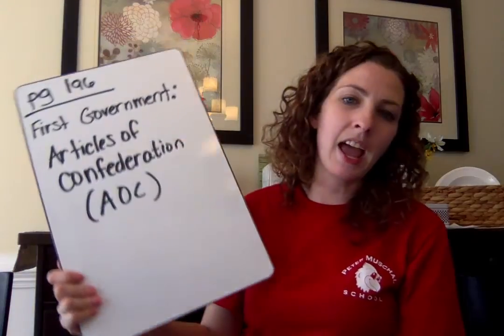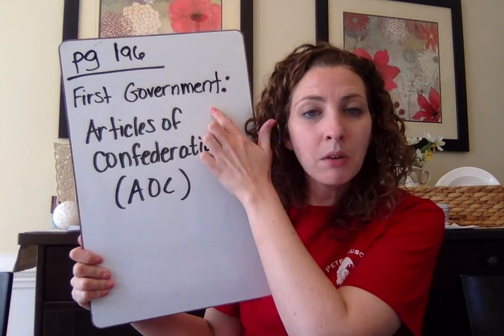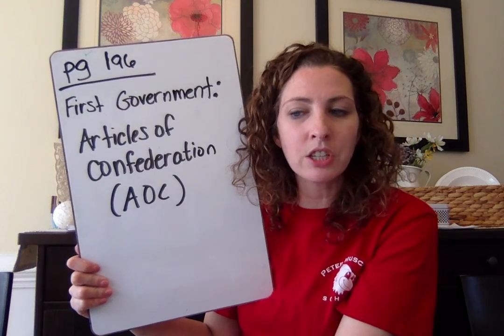So they created a document called the Articles of Confederation, and you'll see me refer to that as the AOC, okay? Our very first government was called the Articles of Confederation or the AOC, all right? I'm going to read to you a little bit about that, and then I'm going to talk about it.